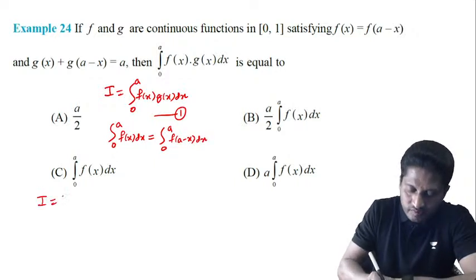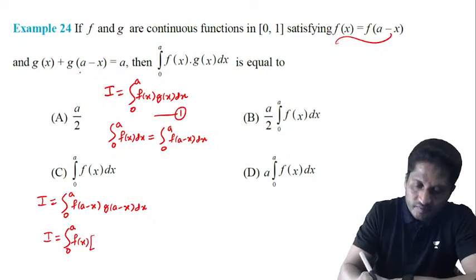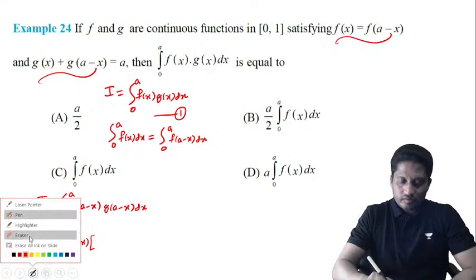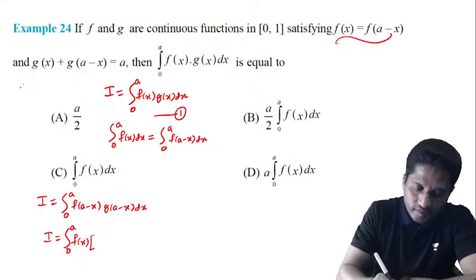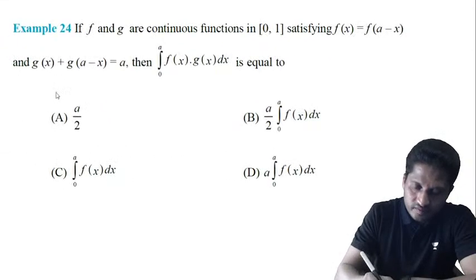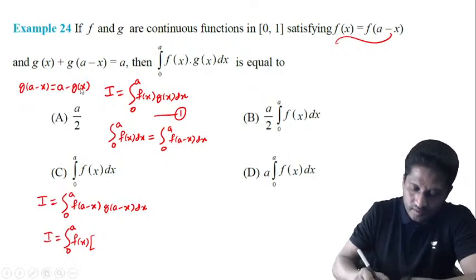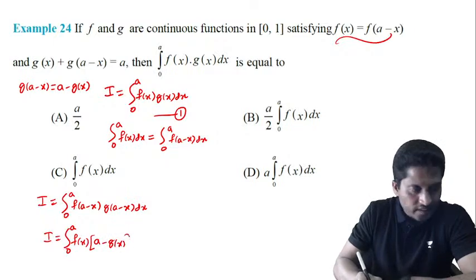So I is equal to the integration from 0 to a of f(a minus x) g(a minus x) dx. Here f(a minus x) is f(x) only, and g(a minus x) from the given relation is equal to a minus g(x). So this becomes a minus g(x), and then dx.